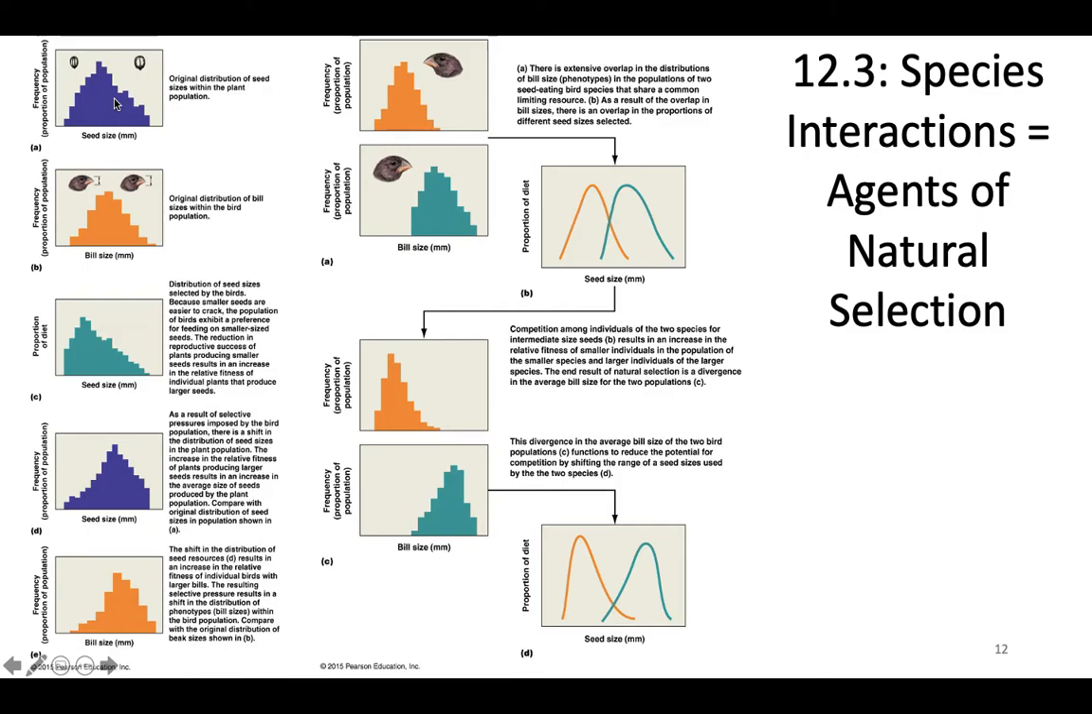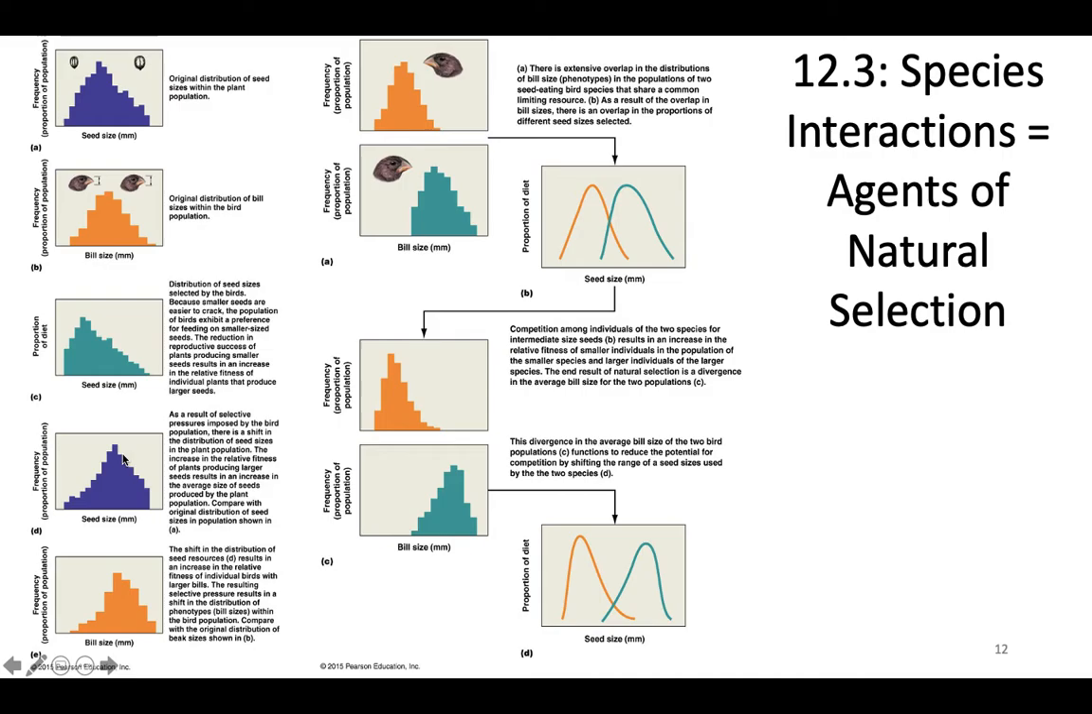So, this is the original distribution of seed sizes in the plant population. This is the original normal distribution of beak sizes. So, you have some that are small, some that are large, but most of them are medium. Same with the seeds. This is looking at the distribution of seed sizes that are actually selected by the birds. So because the smaller seeds are easier to crack, there's some preference for the smaller seed size. If you can crack that seed, it's not reproducing. If you're eating it, you lower the reproductive success of the smaller seeds.